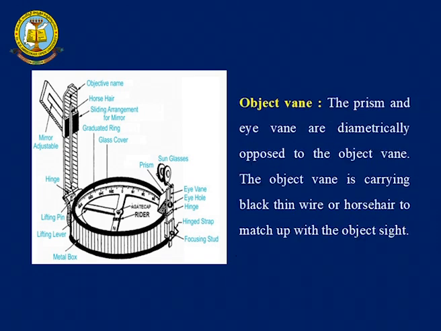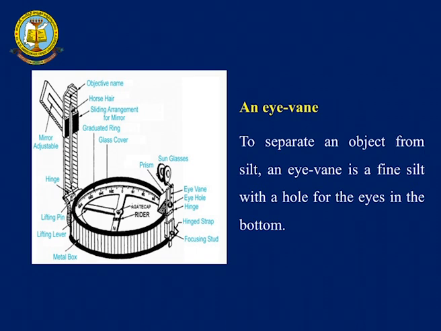Another important aspect is the object vane and the eye vane, as you can see in the figure. This part is called the eye vane and this part is called the object vane. The object vane, the prism and the eye vane are diametrically opposed to each other. The object vane carries a thin black wire or horse hair to match up with the object side. When we look from the eye vane, you can see the object through this horse hair and bisect that object.